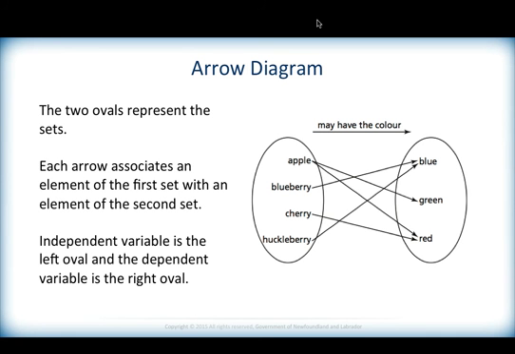An arrow diagram is probably the newest type of way to represent a relation. There are two ovals, very similar to the table of values. The oval on the left represents the independent variable, and the oval on the right represents the dependent variable. The two sets together will represent a relation. Each arrow associates an element of the first set with an element of the second set. So the association here is "may have a color of." So the different types of fruit are being associated with their color.